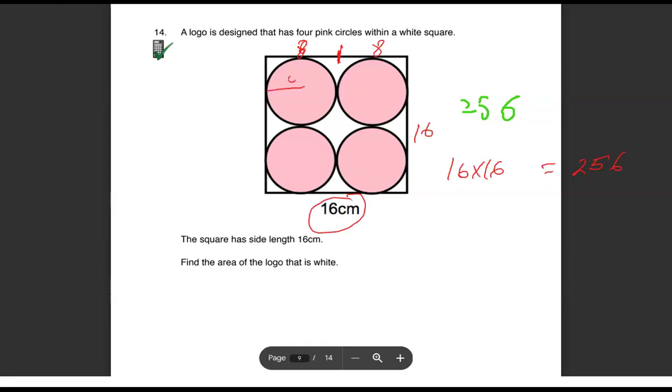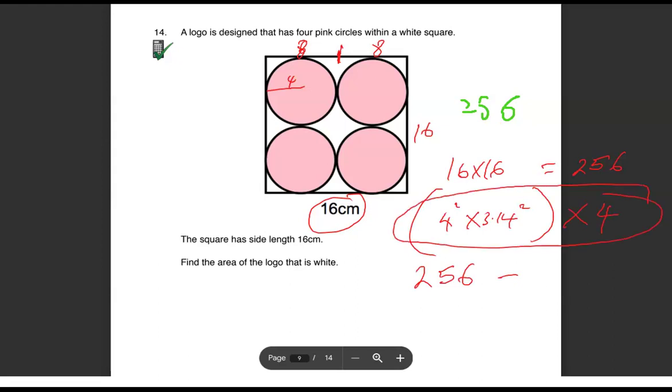You know? So it's going to be what? 4 squared times 3.142. All of them times 4. Now do 256 minus everything you put here. That's the answer. Can you see? You have to find out the area of a square first. Then find out the area of circles. Now multiply the area of each circle by 4, isn't it? So when you multiply the area of each circle by 4, now take it away from 256.